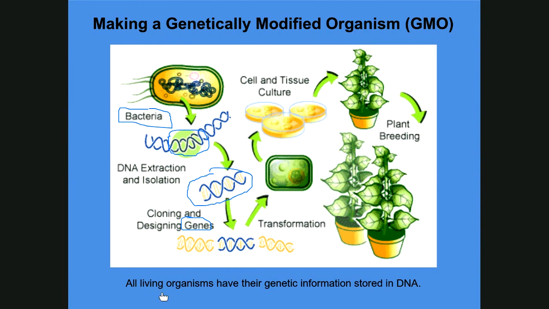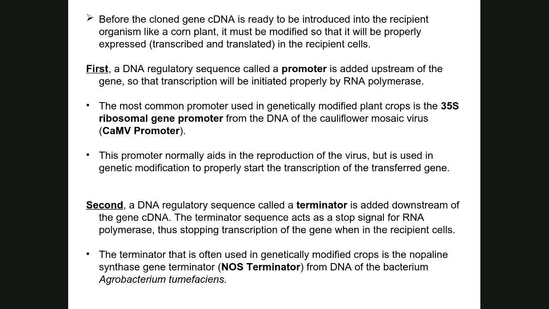Even though all living organisms have their genetic information stored in the form of DNA, scientists discovered it's not enough to just simply insert the gene. What they discovered is that genes need to be bracketed by DNA sequences that we call DNA regulatory sequences. There are two key types of DNA regulatory sequences. One is called a promoter, and the other one is called a terminator.